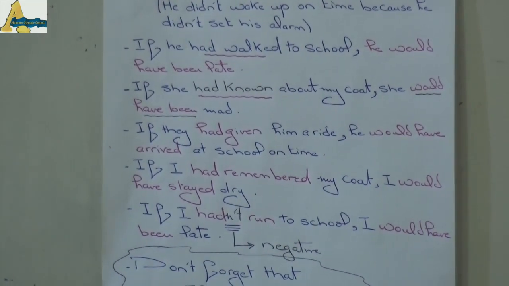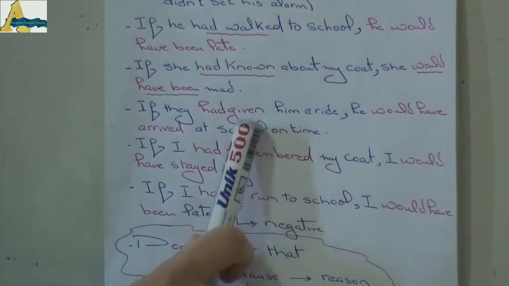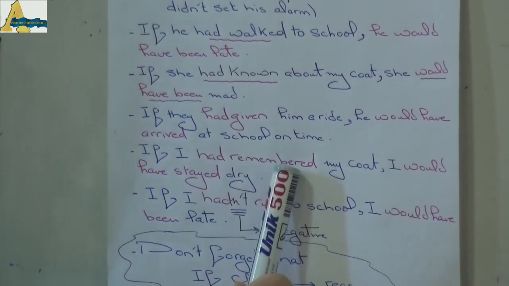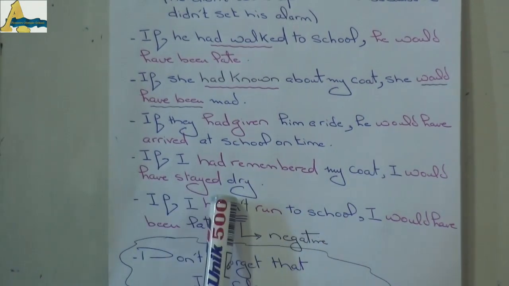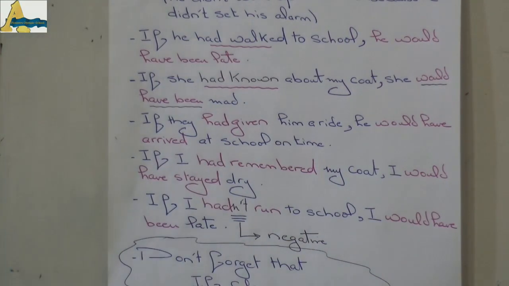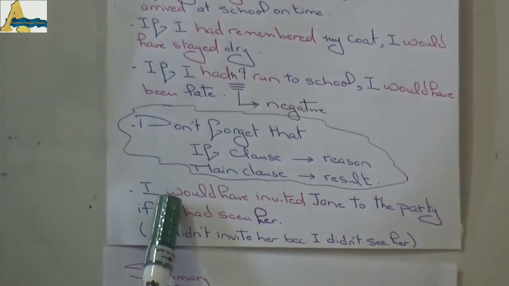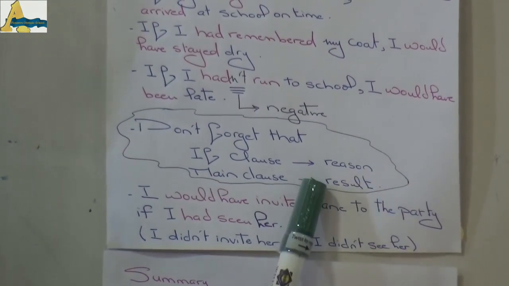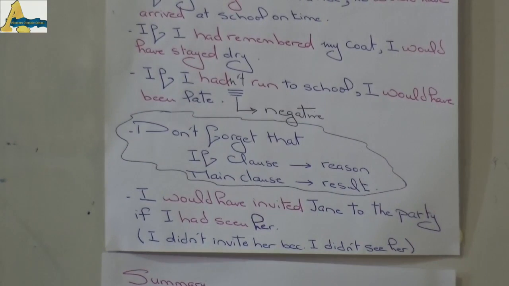Did you remember your coat? Unfortunately not. So if I had remembered, had plus the past participle, past perfect form of the verb, I would have stayed dry. So this is would have plus the past participle of the verb. Don't forget that the if clause is the reason, the first action, leading to the main clause, which is the result, the second action. Last sentence.